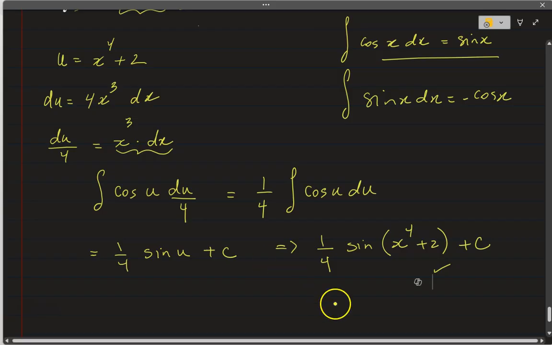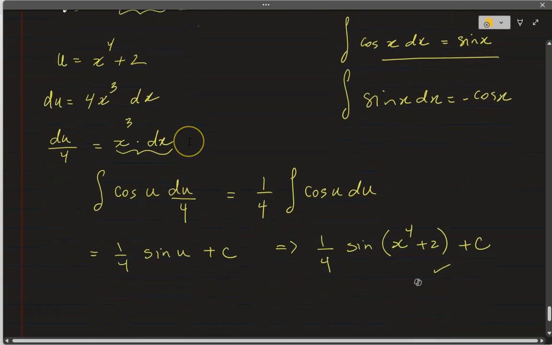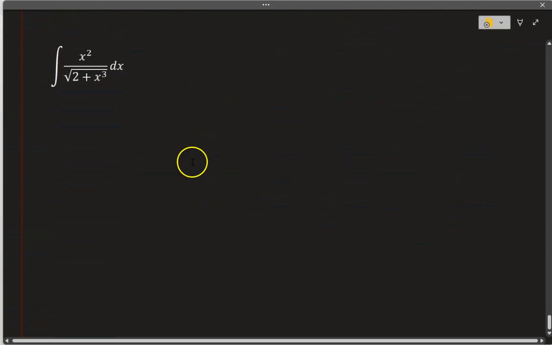If you take the derivative of this, you will end up getting the original differentials, which is x cubed times cos of x to the fourth plus 2 dx. All right, now let's do another one, the last question. Here it is, last question.